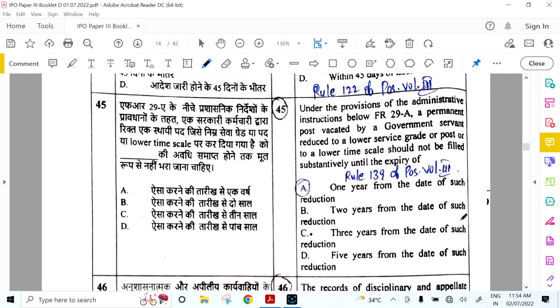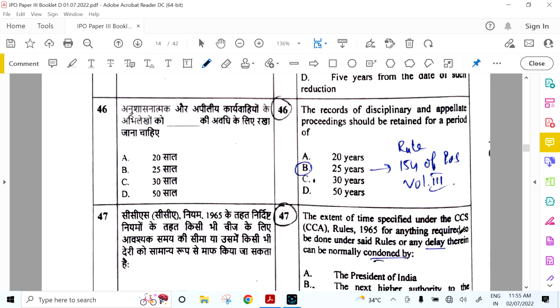Under provisions of administrative instructions below FR 29A, a permanent post vacant by government servant reduced to lower service grade or post or to a lower time scale should not be filled substantially until expiry of 1 year from the date of such reduction as per Rule 139 of Postal Volume 3.